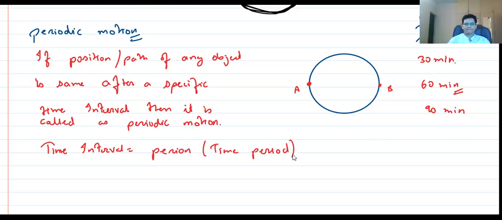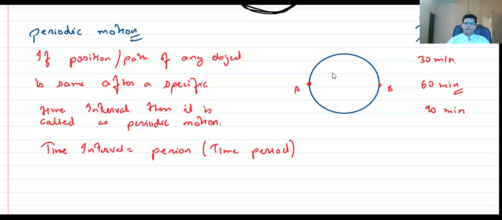Got it? So what is the time period in this case? The position is repeating after how much time? 30 minutes. Yes, after every 30 minutes the position is repeating. So can I say the time period in this case is 30 minutes? Yes or no? Agree?